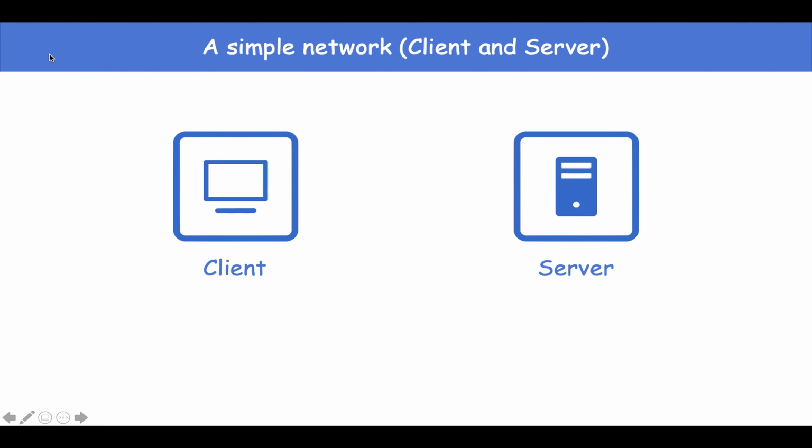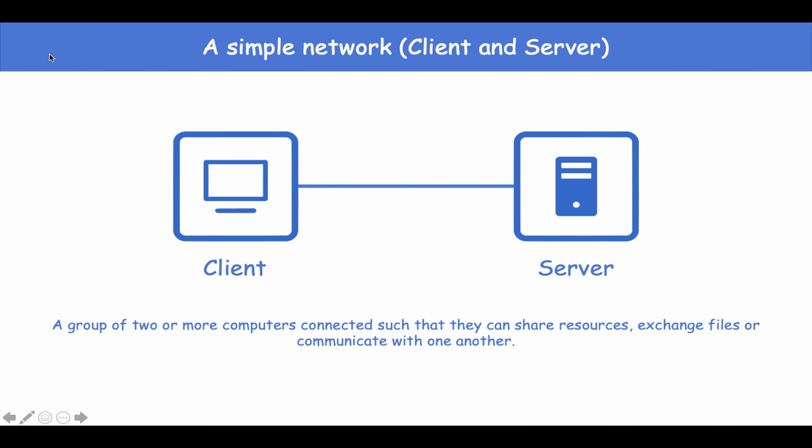Let's look at this in more detail. On the left, we have a client, and on the right, we have a server. If we connect both of them, we make a network. Let's recall our definition for a network. A group of two or more computers connected such that they can share resources, exchange files, or communicate with one another. This is the simplest form of a network. A client, a device which requests resources from a server, here looking for a web page. A server, a device which serves resources on request of a client, here giving the client the web page it asked for.